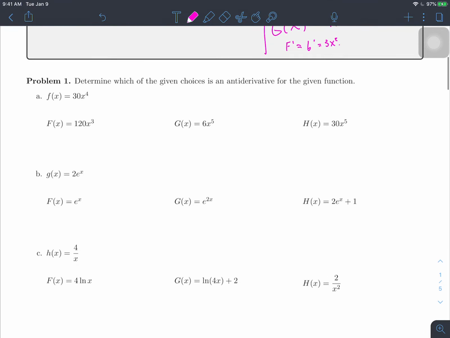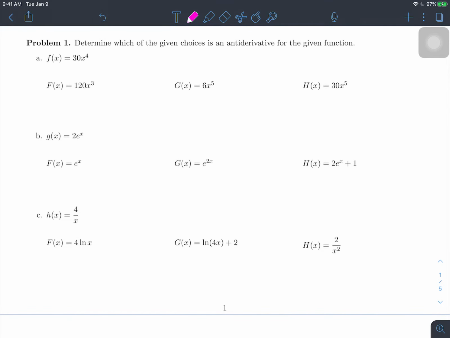So let's do some practice. Let's try these problems A, B, and C. So let's take a look at 30x to the fourth power here. 30x to the fourth power. And we want to consider some function such that when I take its derivative, I will get the thing in this pink box. Okay, so we got three choices here. We've got f, g, and h. And we're supposed to pick the one which is going to be correct. So let's take a look at capital F of x.